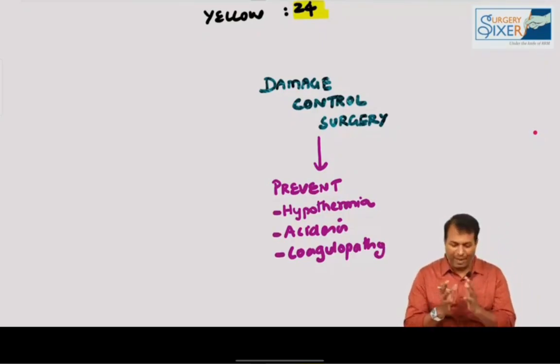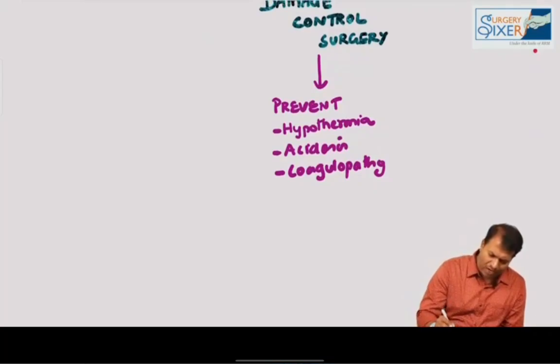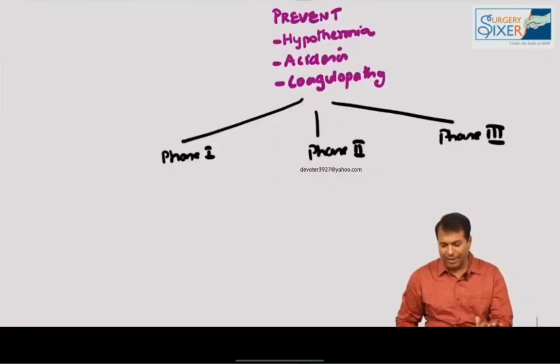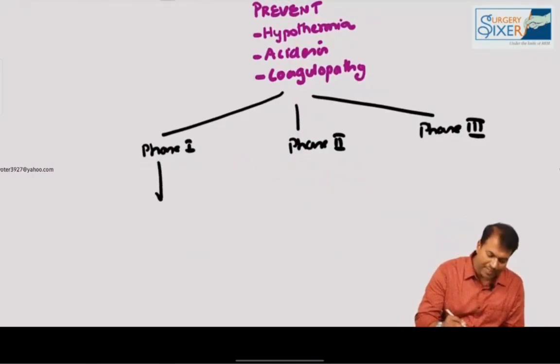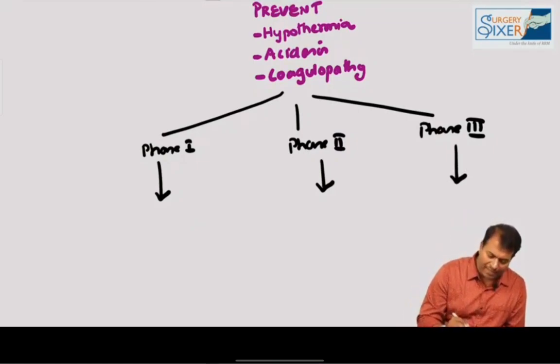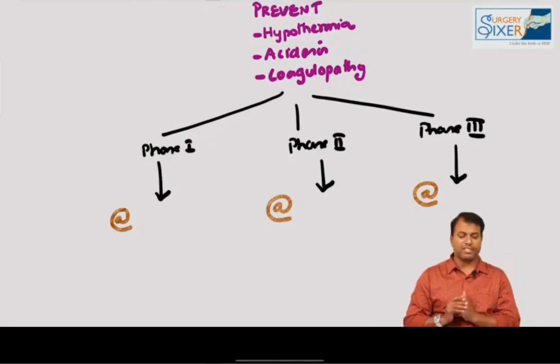This is prevented by damage control resuscitation, which has 3 phases according to Sabiston: Phase 1, Phase 2, Phase 3. Bailey and Love gives us 5 stages, but the actual ATLS protocol also advises 3 phases. So let me discuss the 3 phases of damage control surgery or damage control resuscitation. The first question is: at which place does Phase 1 happen, Phase 2 happen, and Phase 3 happen?